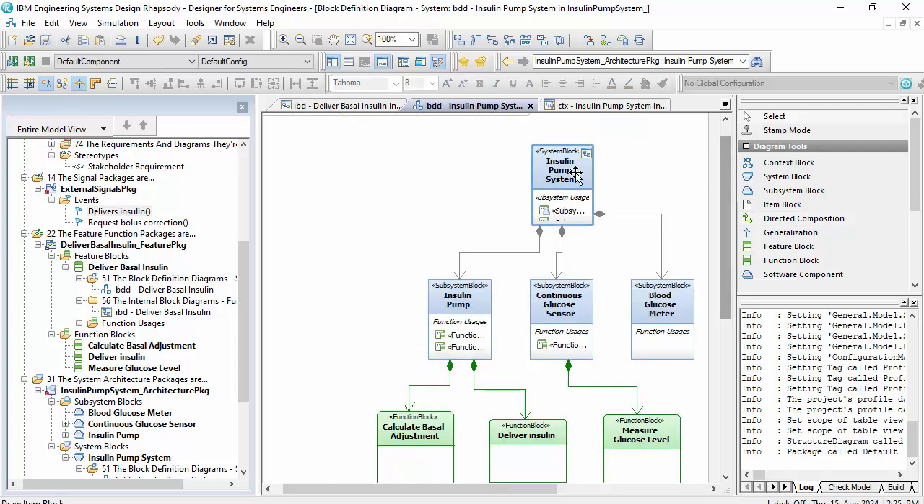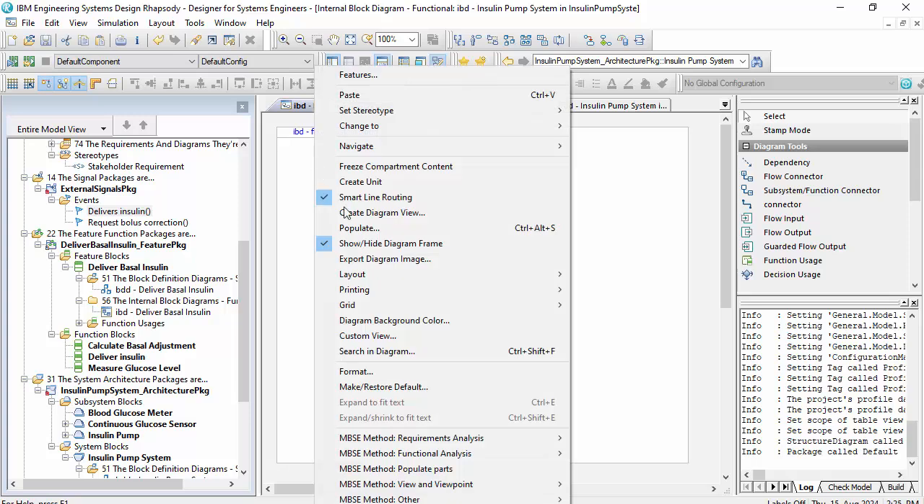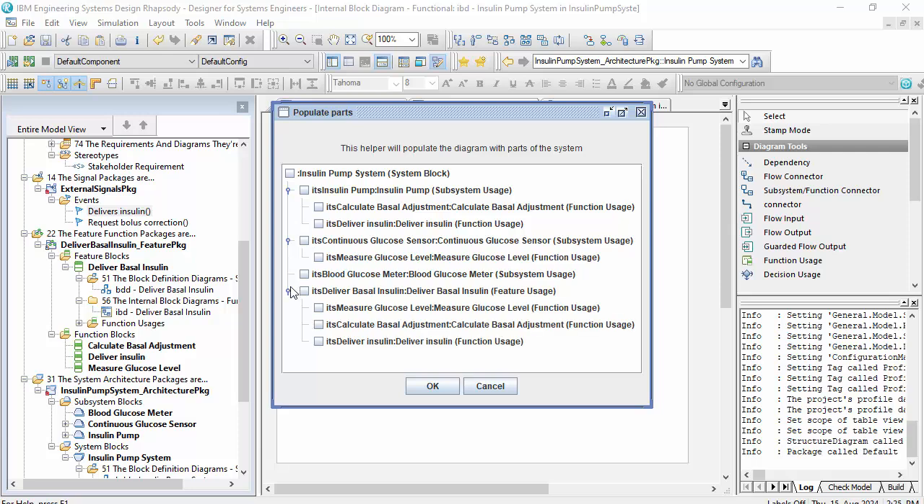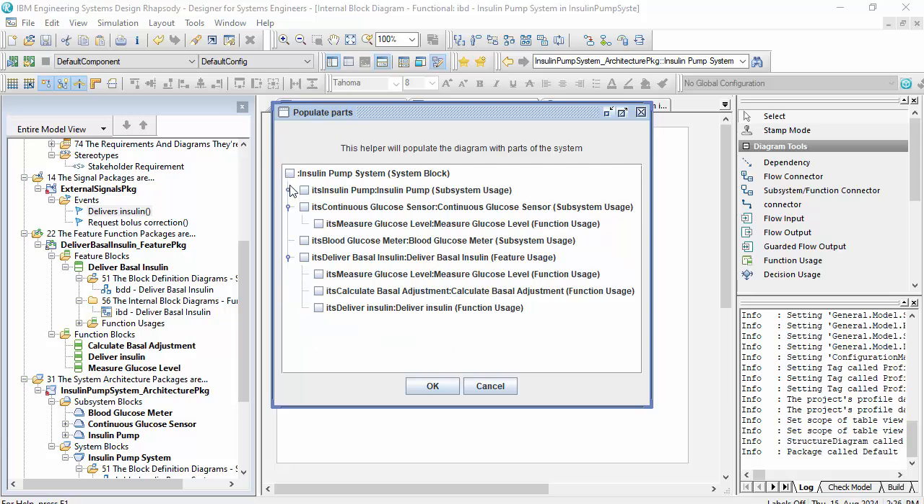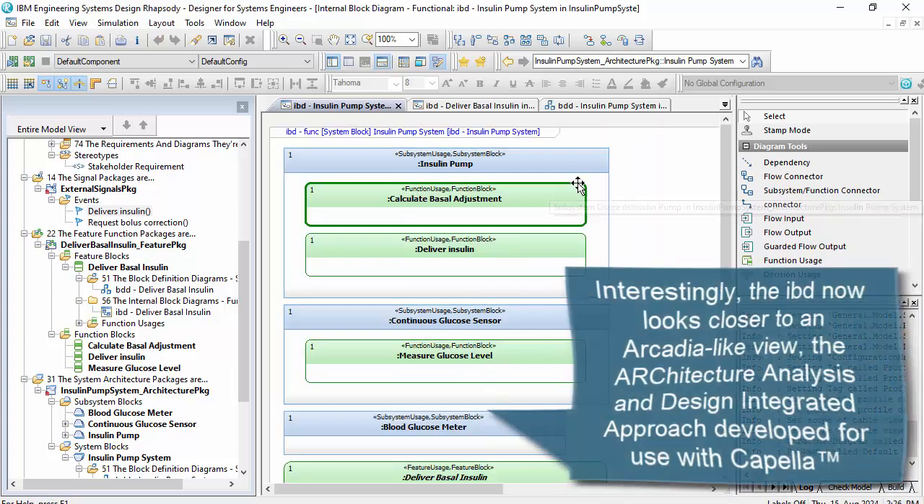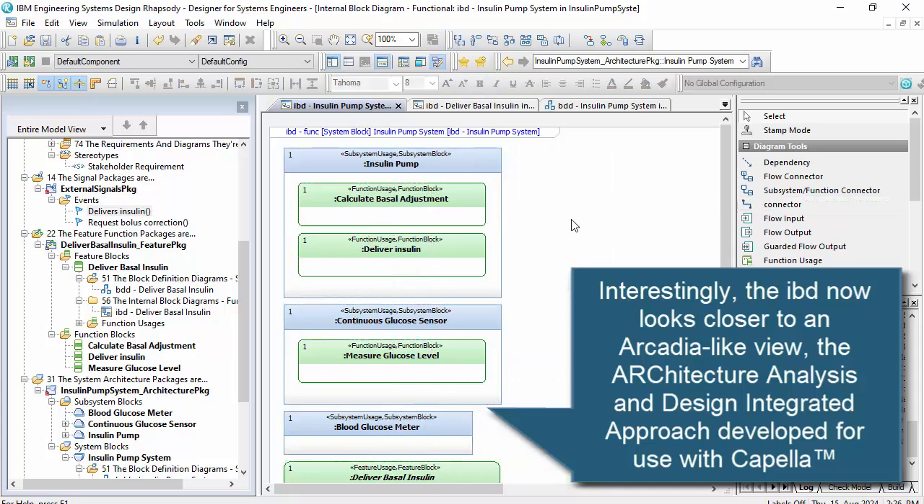If I wanted to, I could go into using internal block diagrams. I've got an internal block diagram here. I could populate the parts, and I've got a helper here to be able to do that. Some of these are function usages, some of them are subsystem usages. If I just say populate them all, you'll see how it dovetails the two together. Just compact this a bit because my screen size isn't so good.